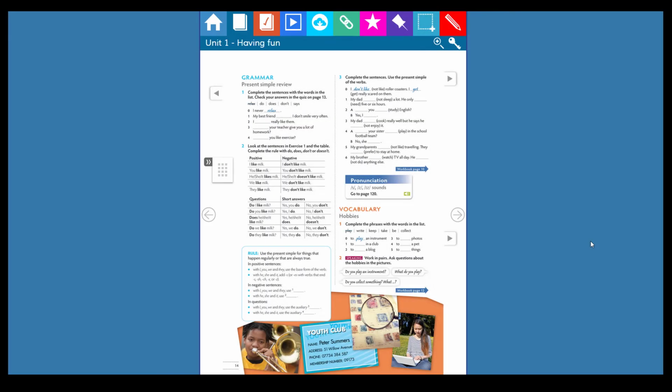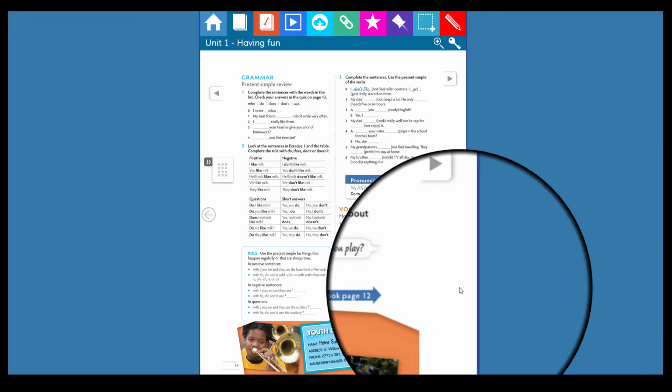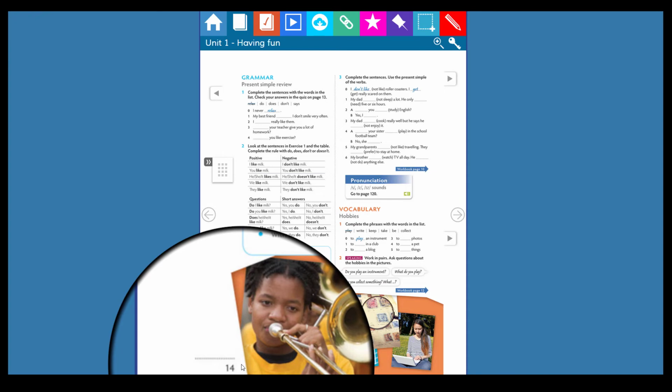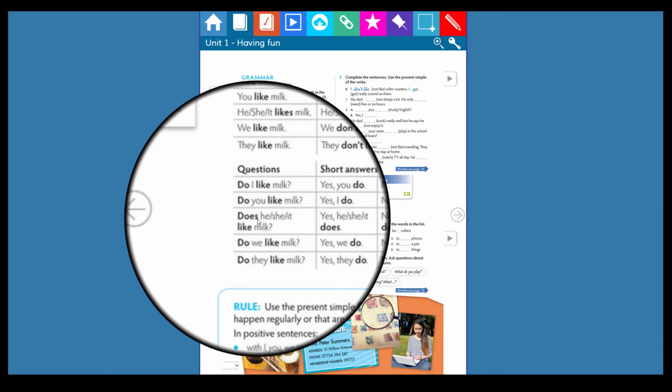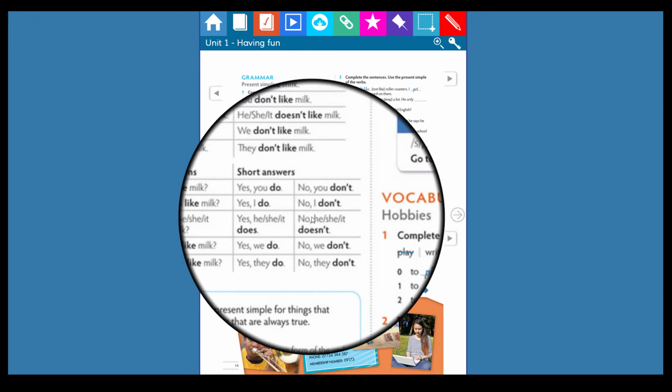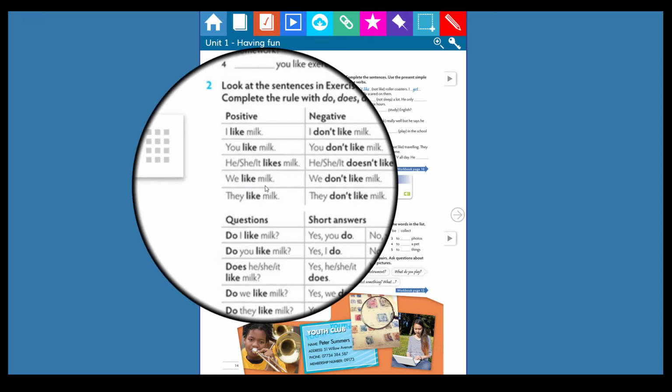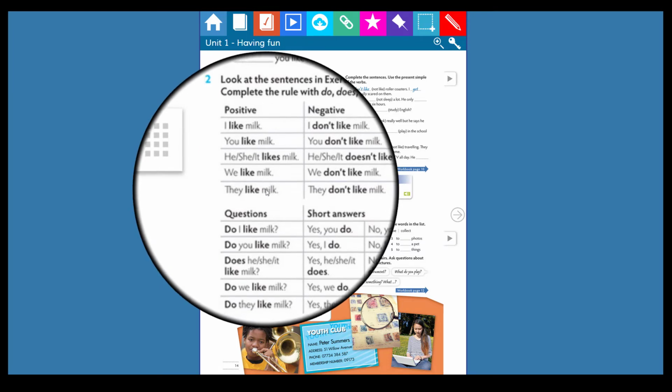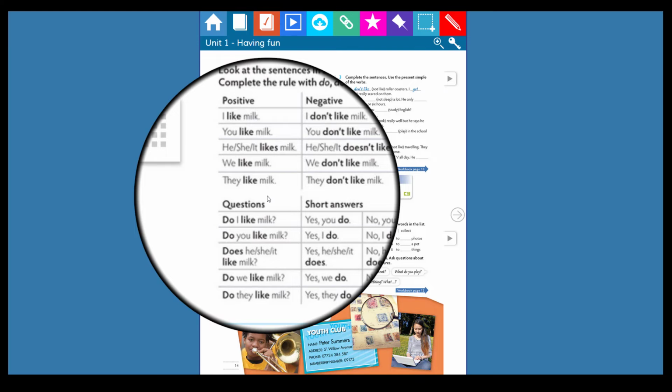Okay, so now I need you to please open your student books on page number 14, please. Page number 14. And I need you to please take a look at activity number 2, this part. Here we have different examples using the structures of the different forms of present simple, okay? So let's see. Positive, negative, and questions.